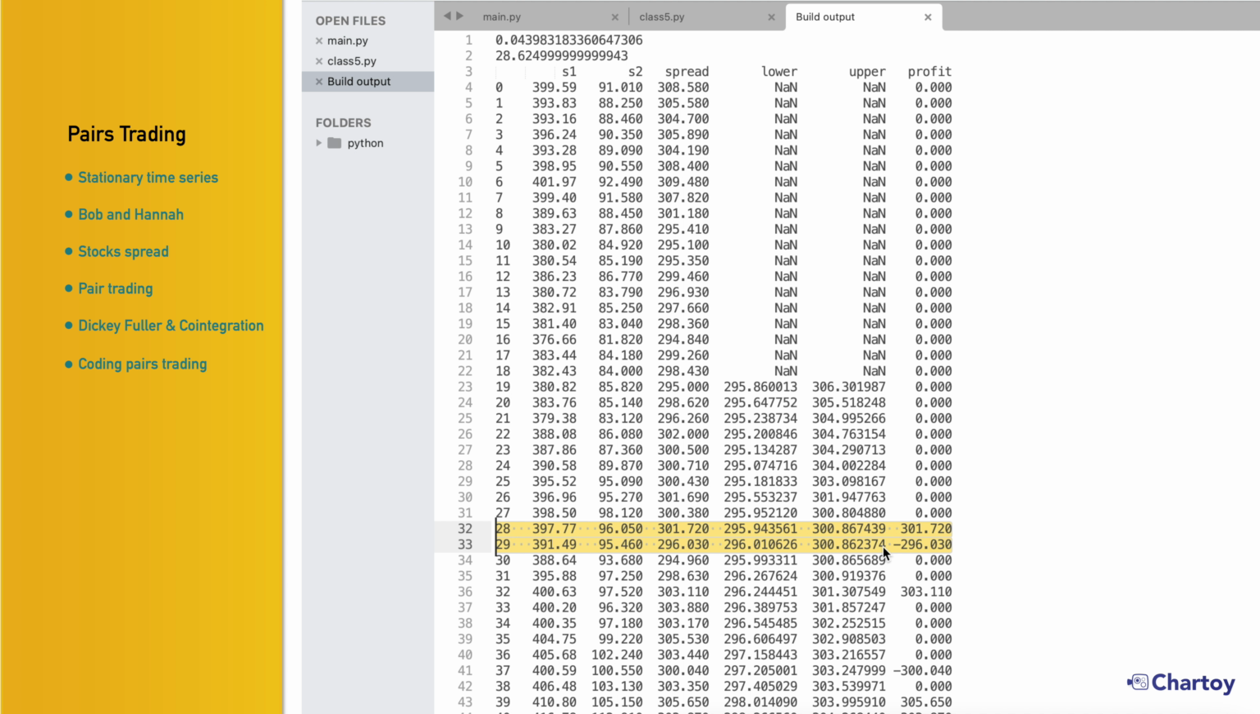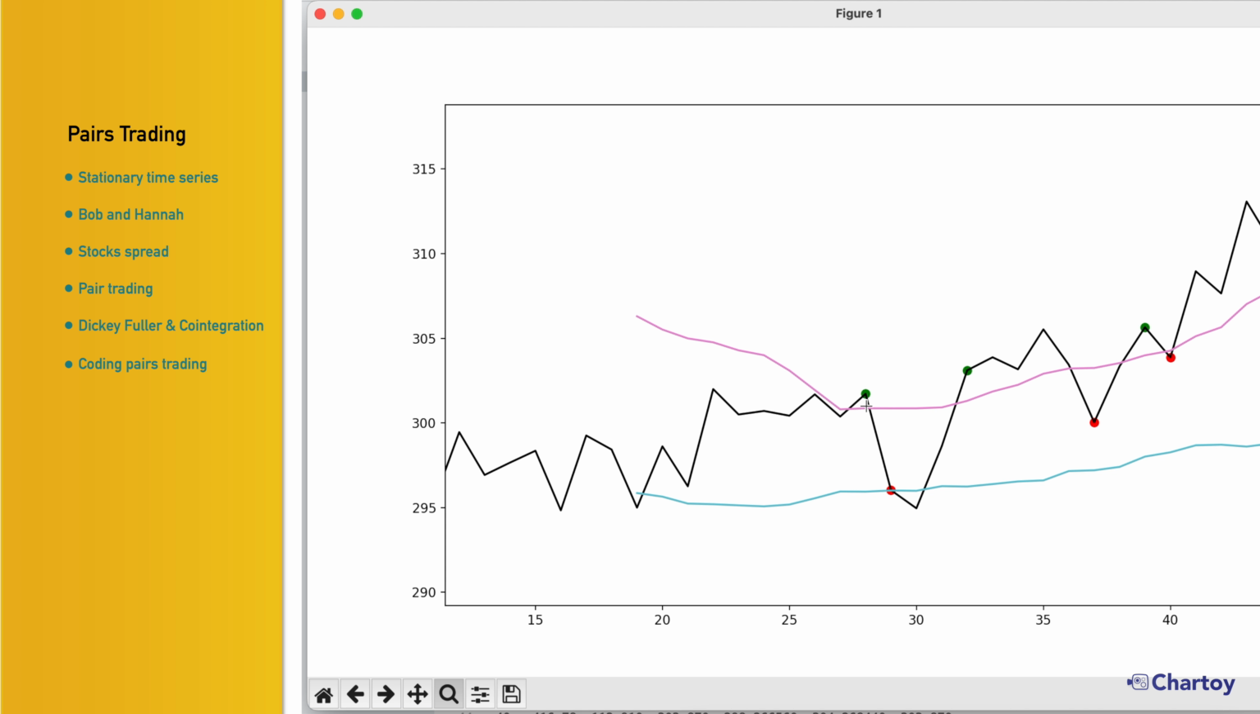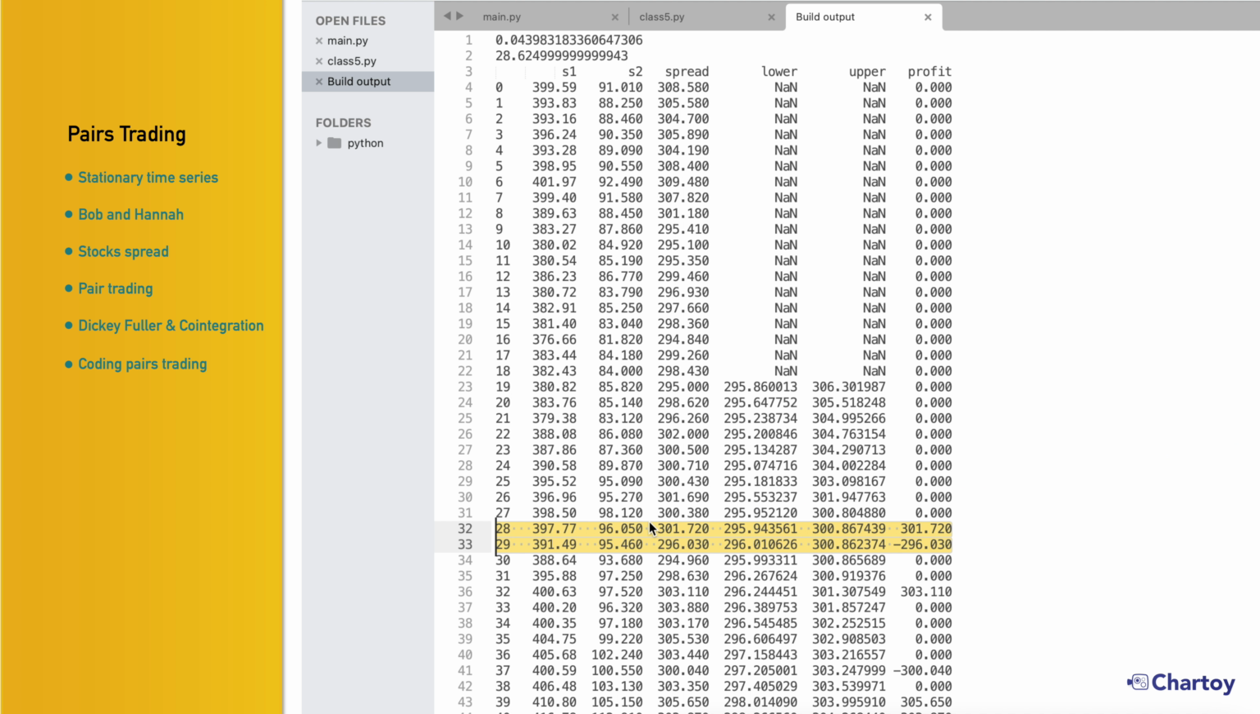So if we look at this and go back to the curve, let's zoom into index 28 and 29. And you can see that in index 28, we cross the upper band and we enter a position, right? And on the red point right after that, we went down and exit the position. So we expected the spread to go down in this case because it was too high. That means we are selling P1 and we are buying P2, right?